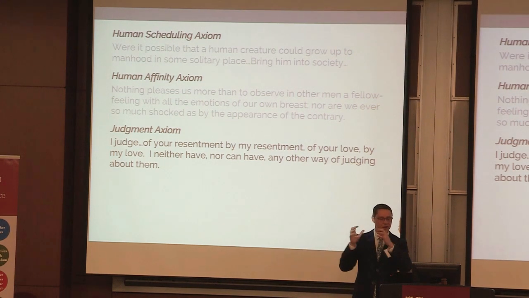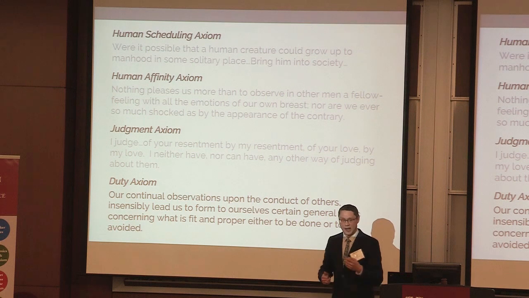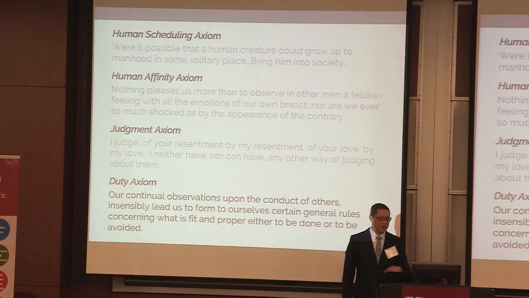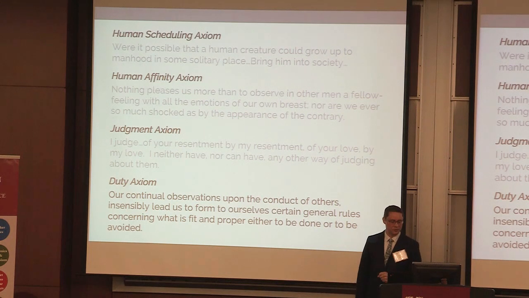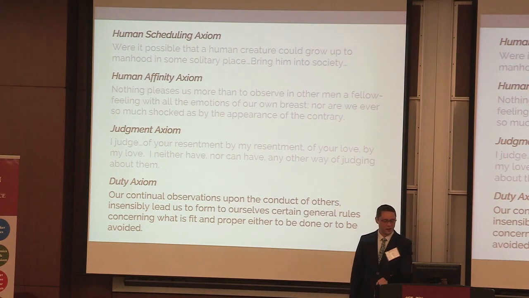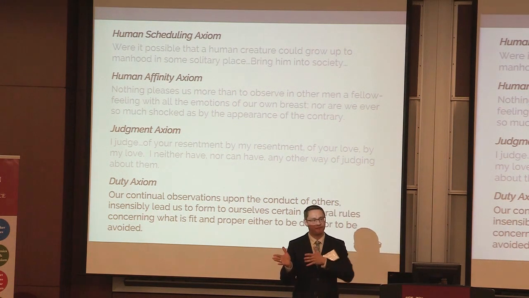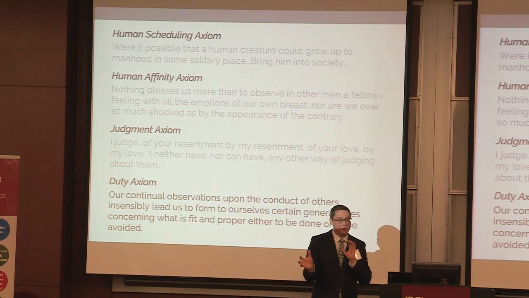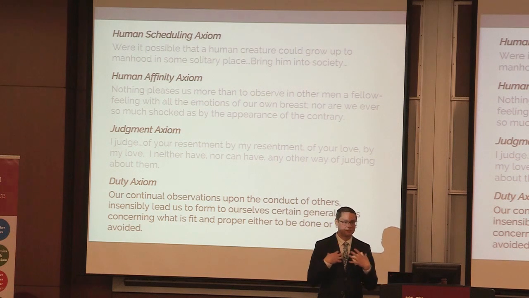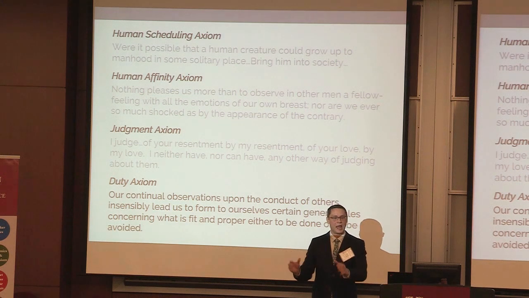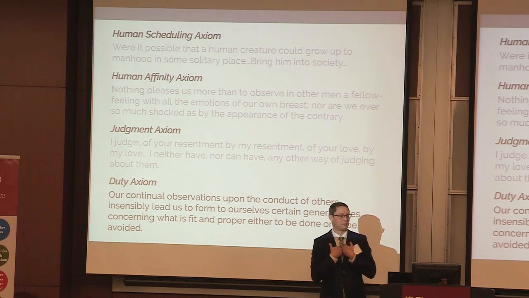We're feeling in groups and we're judging, but we go one step further and we call it the duty axis, where our continual observations upon the conduct of others insensibly, I might say unconsciously, lead us to form to ourselves certain general rules concerning what is fit and proper, either to be done or to be avoided. I now, by watching what other people are doing and how they feel, and if they don't feel what I feel and are upset with me, this makes me upset. And so I learn how they react, and I learn how they're dealing with the same kind of situation. And I commit to myself, what kind of person am I going to be?